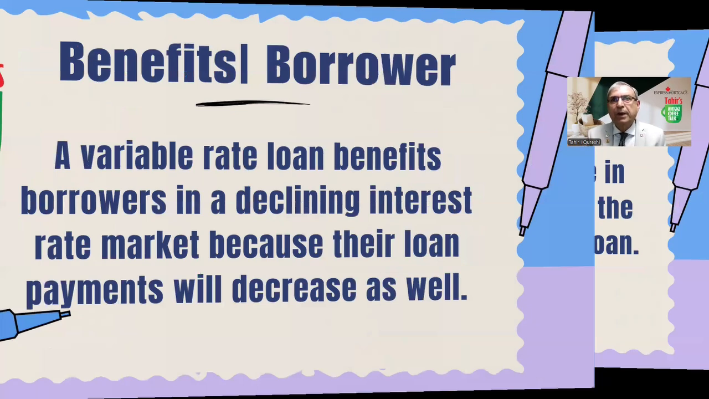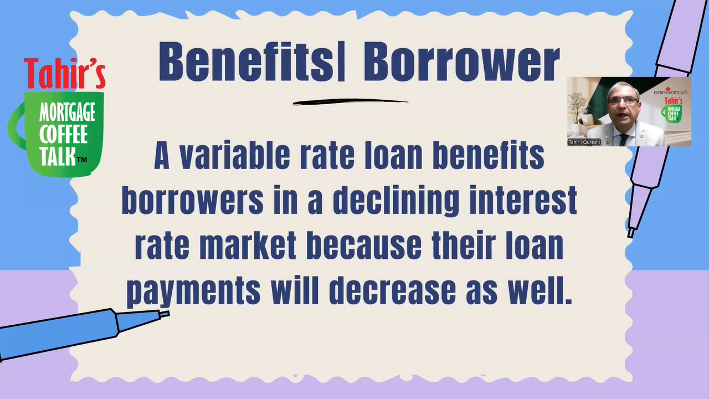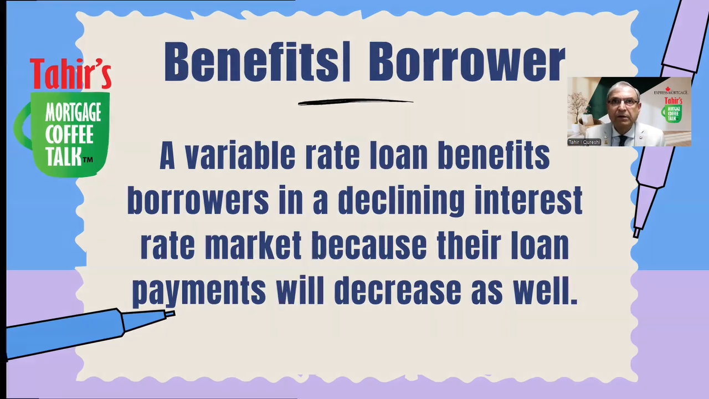What are the benefits to the borrower? A variable rate loan benefits borrowers in a declining interest rate market, because their loan payment will decrease as well. So right now, those who signed a variable mortgage a year ago can see the benefit coming because their interest rates are coming down. And that is a benefit of a variable mortgage.